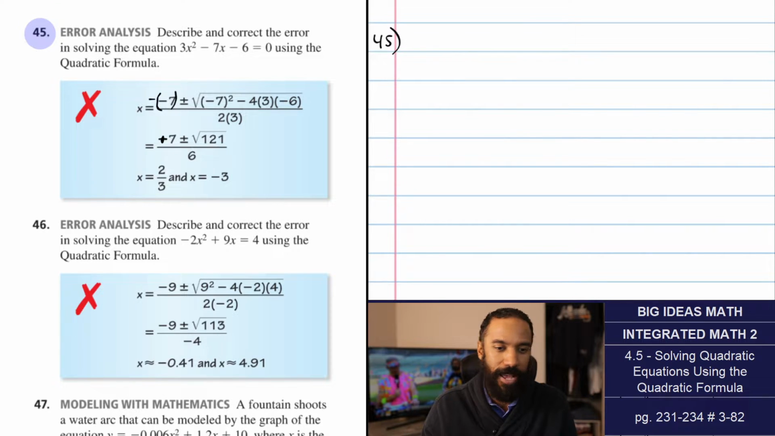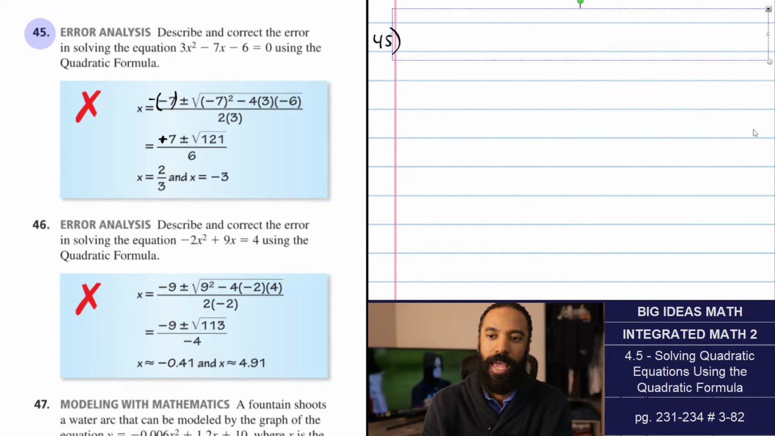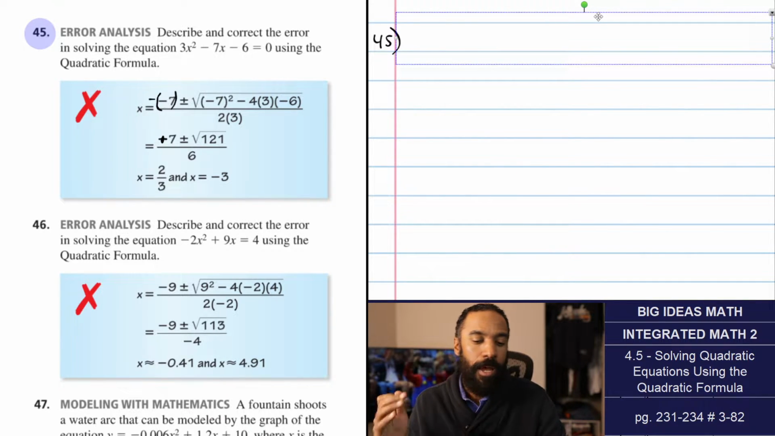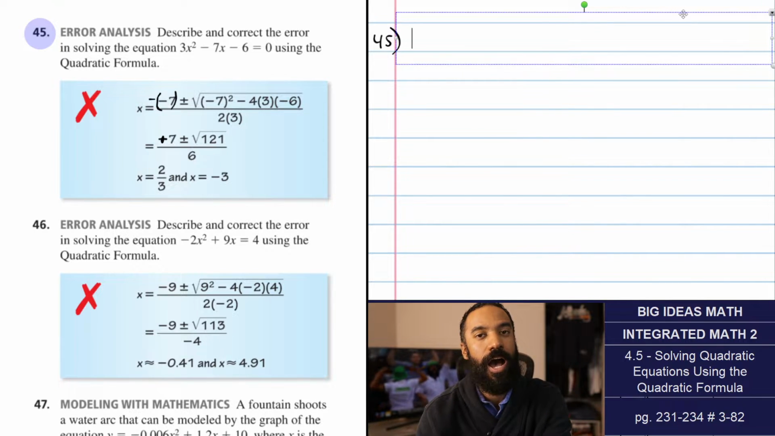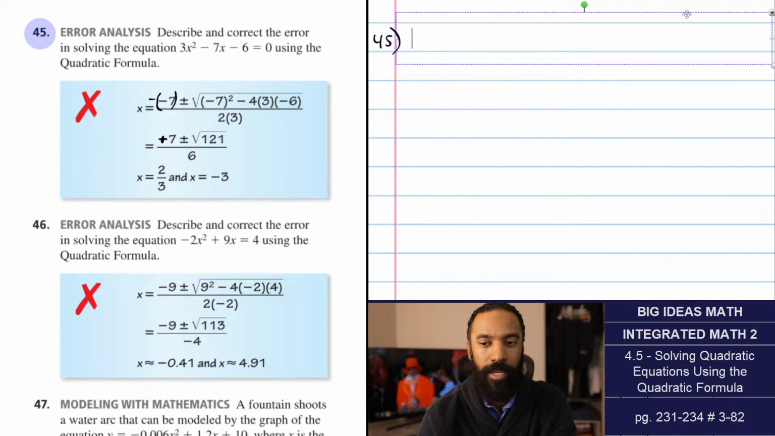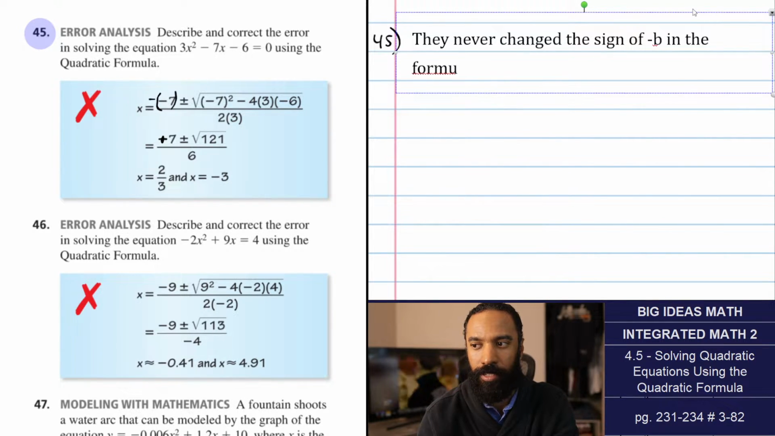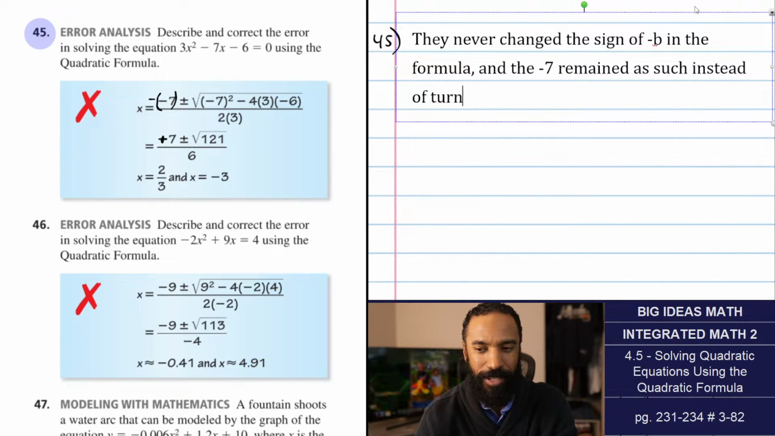7 should have been positive there. And now you see students do that. The main reason is we say negative b, we say minus b, but if b is already negative, we're really saying the opposite of b. We got to change the sign. They never changed the sign of negative b in the formula, and the negative 7 remained as such instead of turning into 7.